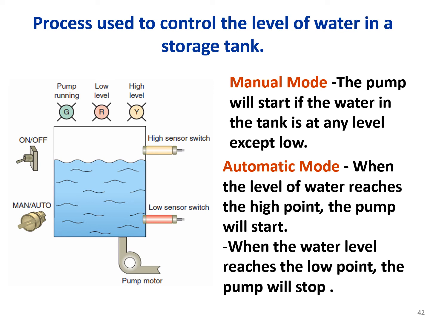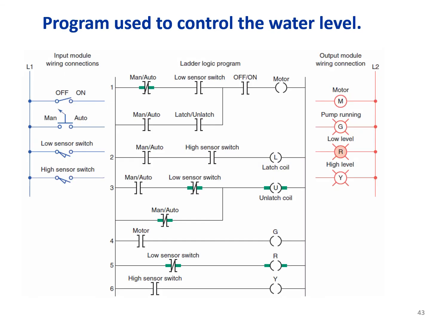But what if you put it on auto? Then when the level of water reaches the high point, the pump will start, okay, to pump the water out of the tank, okay? And when the water level reaches the low point, the pump will stop, okay? So this is the auto mode, okay? So we want to see how we could program a PLC or design a relay circuit.